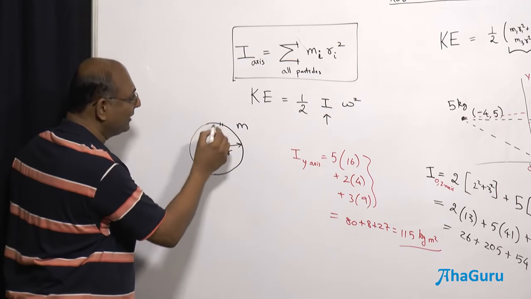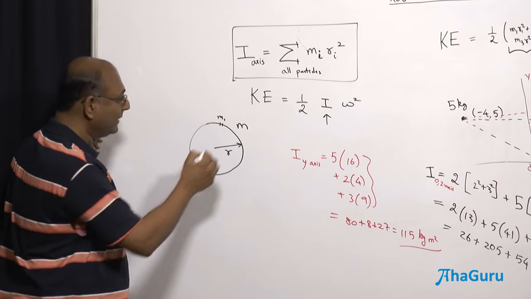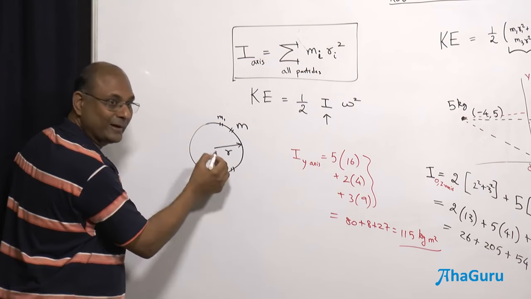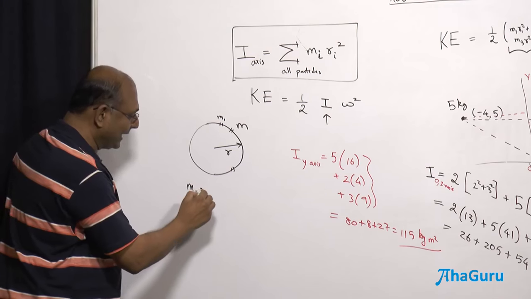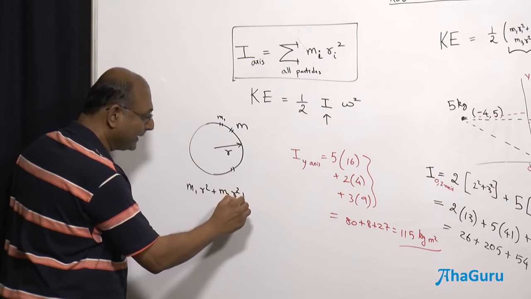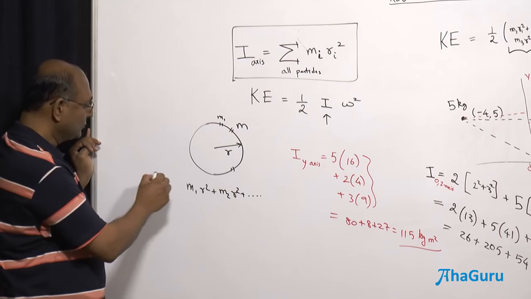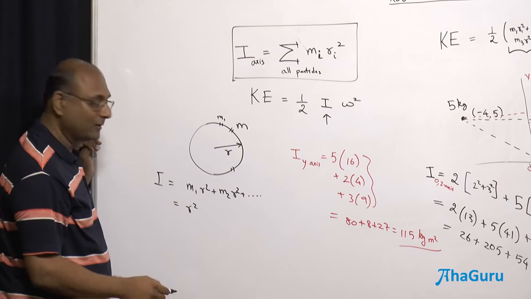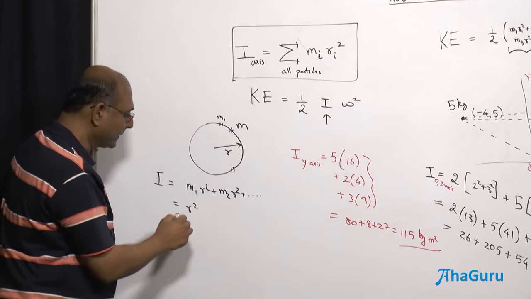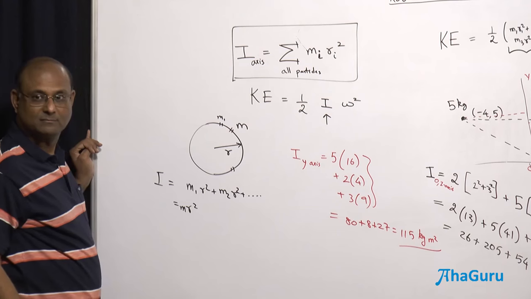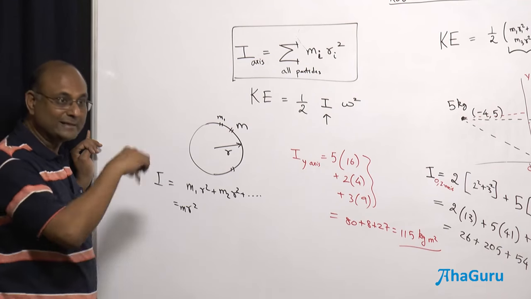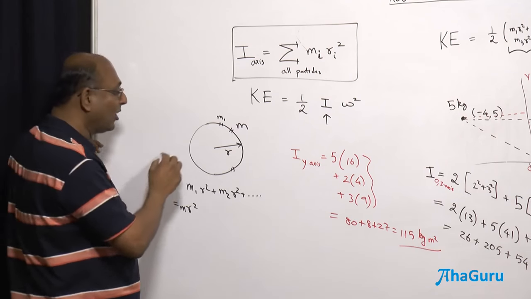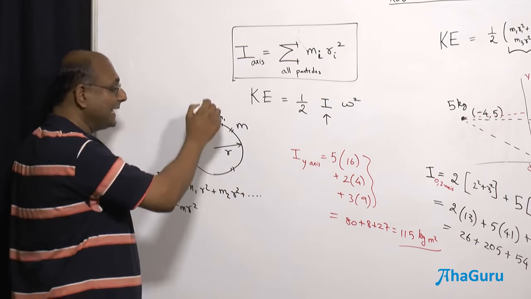Because if you took this little fellow, it is m1 into r square, m2 into r square, m3 into r square, and if you add it all up, you will get m1 r square plus m2 r square. Everybody has the same r. So therefore this is equal to r square into m1 plus m2 plus m3 plus m4, which is just simply total mass m. So this is mr square. Do you see why it is mr square? Why? Because all of them are the same distance away.